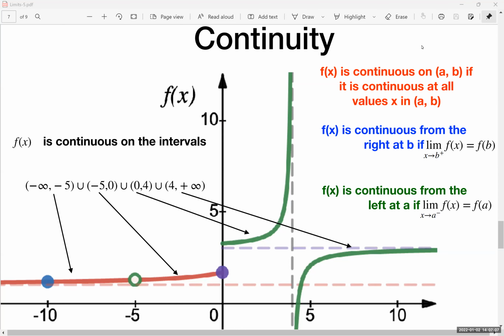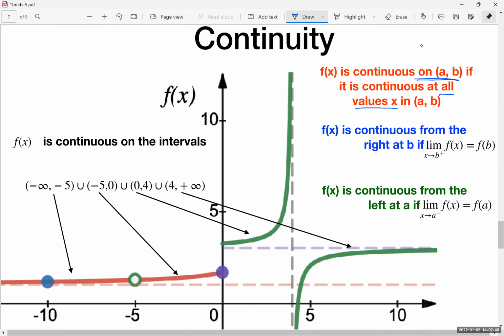So we understand the continuity of a function at a point. What about the continuity of a function on an open interval, like on a whole interval, where it includes infinitely many points? So the definition is: a function f of x is continuous on an open interval from a to b if it's continuous at all values of x in a to b, which makes sense, right? If it's continuous everywhere at all the values in the open interval from a to b, then we can call the function continuous on the open interval from a to b.